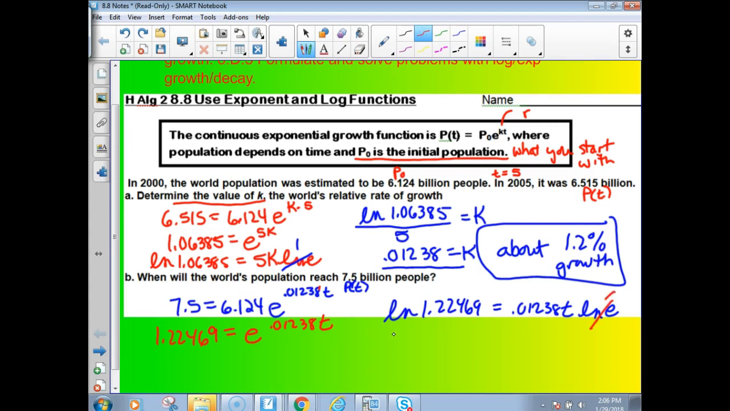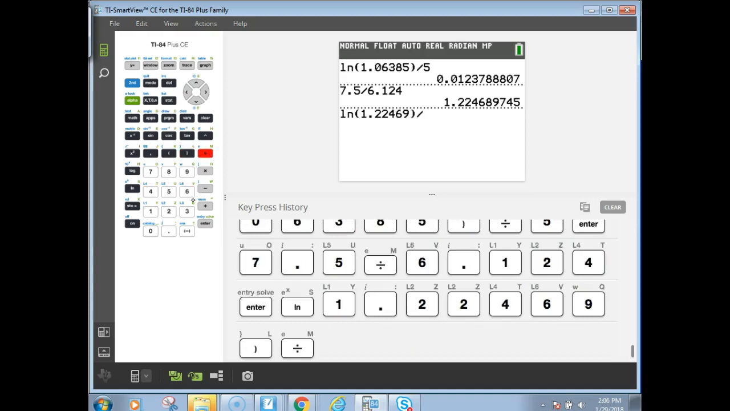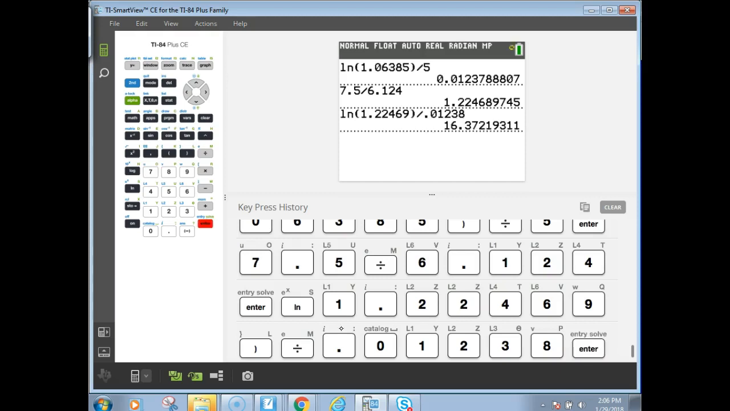ln of e, of course, is 1. So just to find the time, all we have to do is take the natural log of 1.22469 and divide it by 0.01238. That's what you type. I would definitely be practicing typing these if I were you. I think 1.22469. Close it, divide that by our lovely 0.01238. Okay, about 16.4 years.